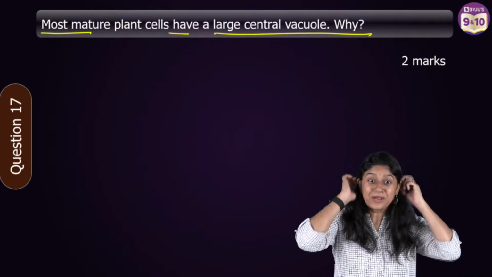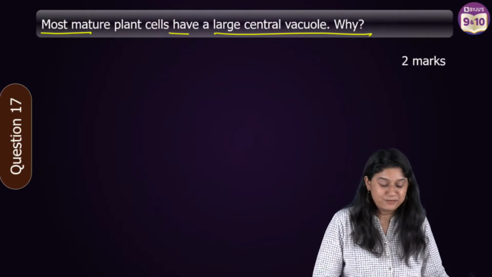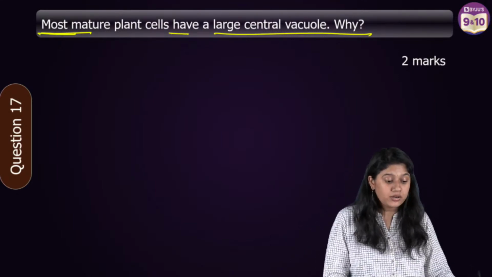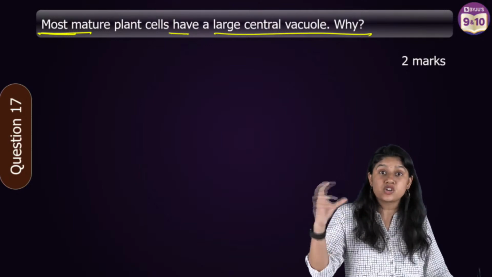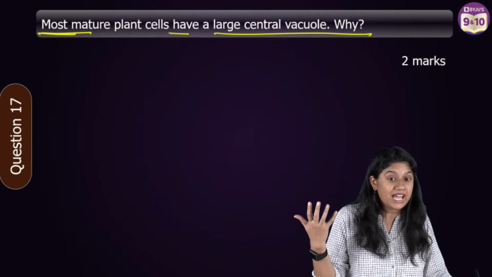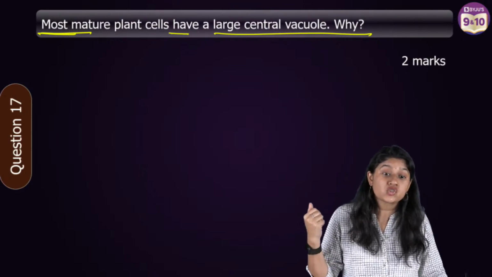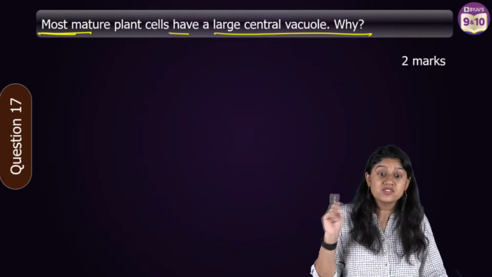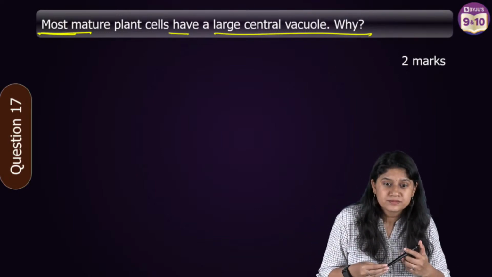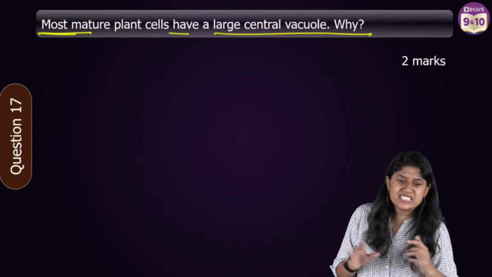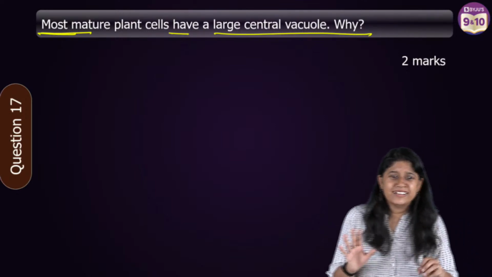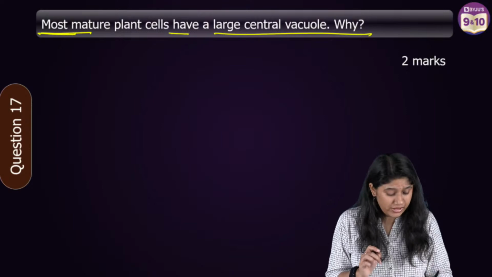Okay, coming back to the question that we have. Most mature plant cells have a large central vacuole. Why do we have that? Very good, because they store, right? Yes. Very good, very good.